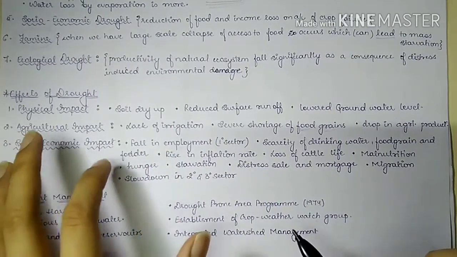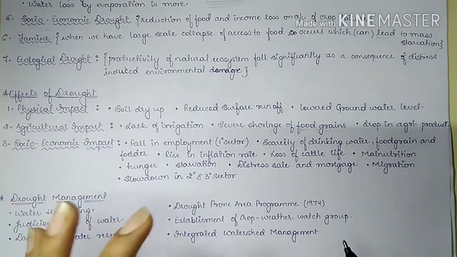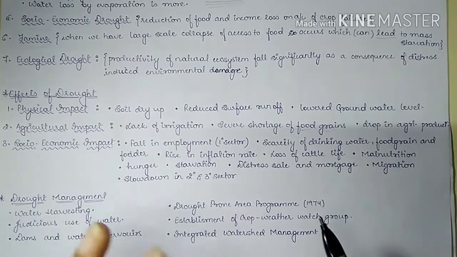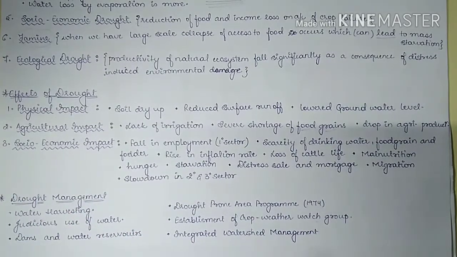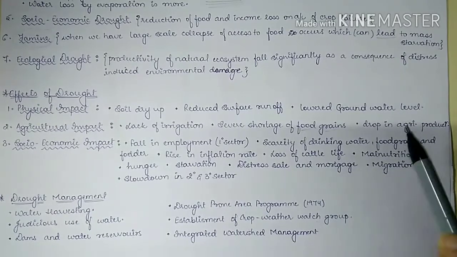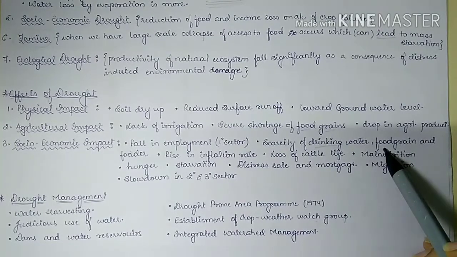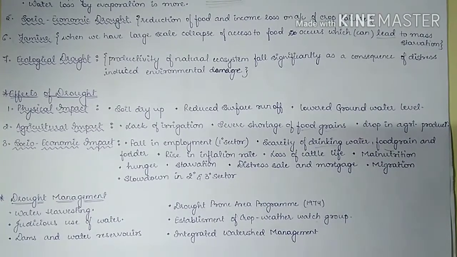Now looking into the socio-economic impact, it covers a vast area. First of all, there is a fall in employment in the primary sector, because the primary sector is basically production, and the primary sector in India involves mostly agricultural work. Apart from mining and so on, a larger portion of the primary sector is agriculture. So there is a fall in employment. Next we have scarcity of drinking water, food grain and fodder. So we have scarcity of water, then scarcity of food grain and fodder for the cattle.